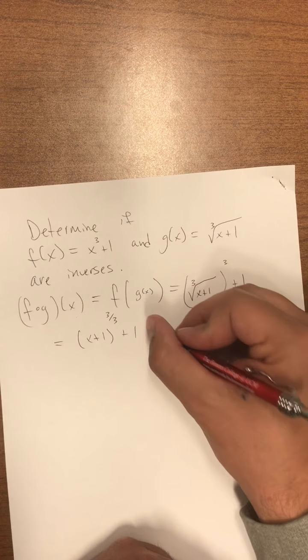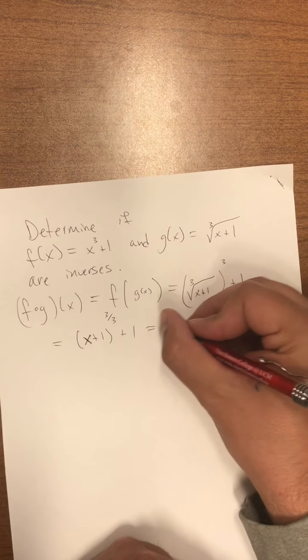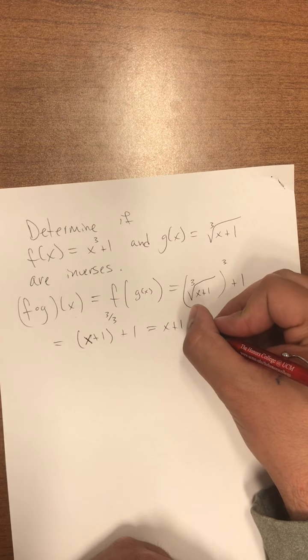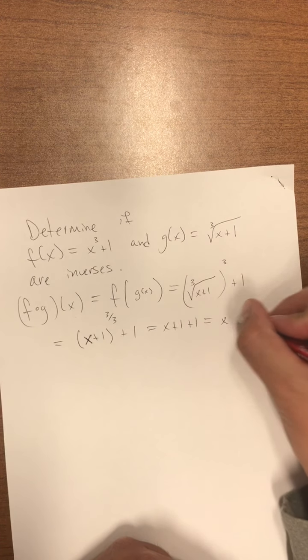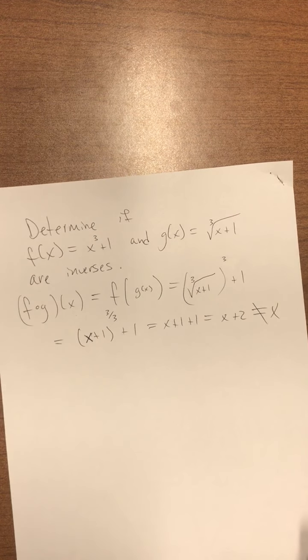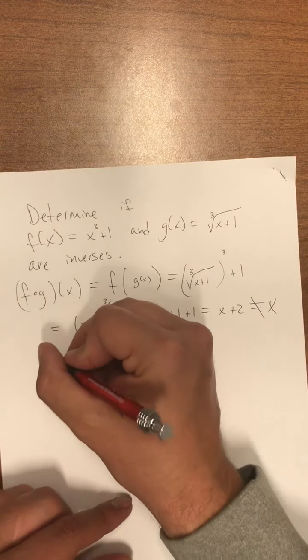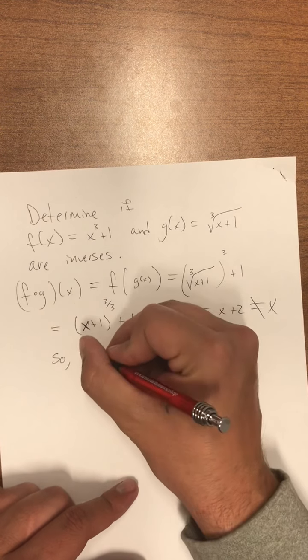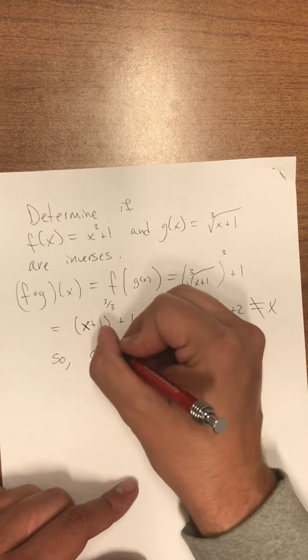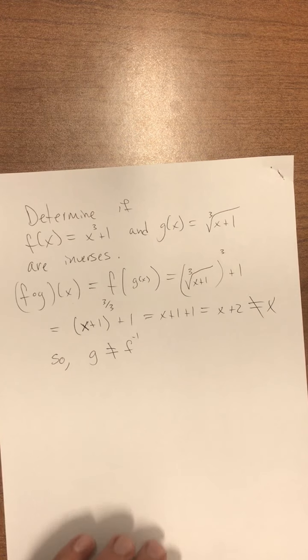Okay, so 3 over 3 would be x to the first power, or the quantity to the first power, so we'd end up with x plus 1 plus 1, which is x plus 2, which is not equal to x. This does not fit the definition, so we can stop there and say g is not equal to f inverse. So they are not inverses.